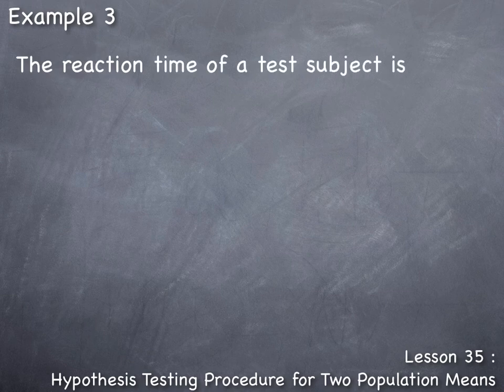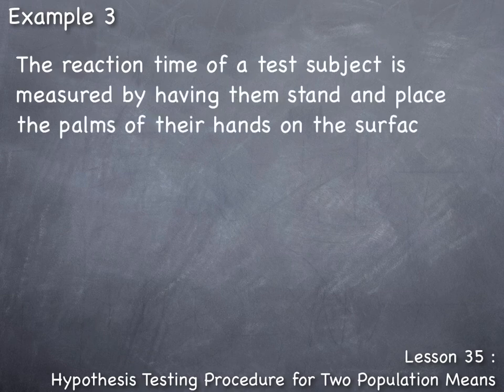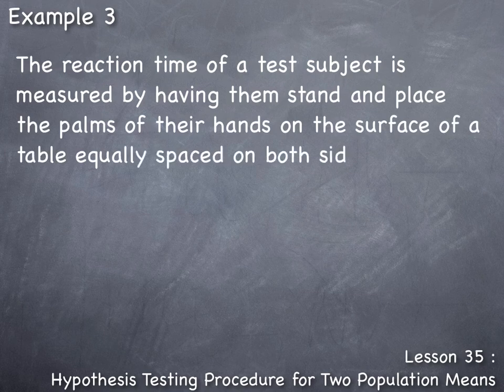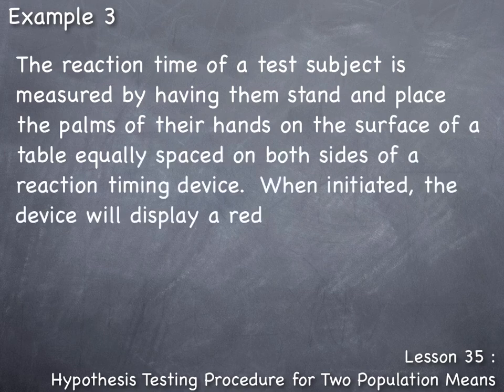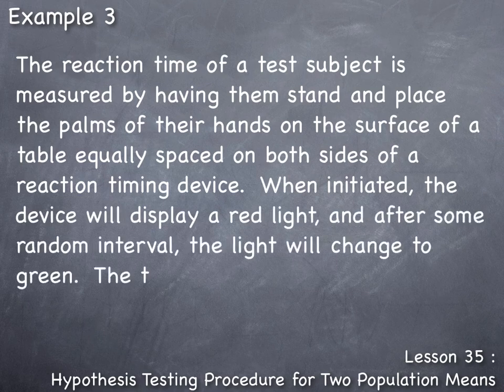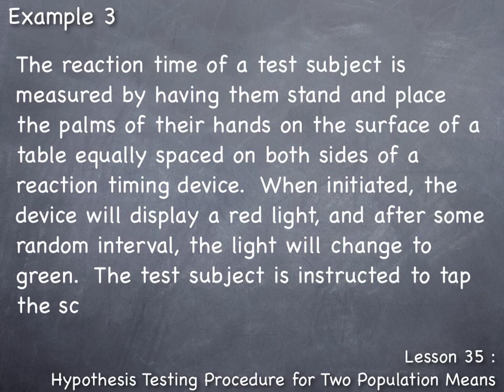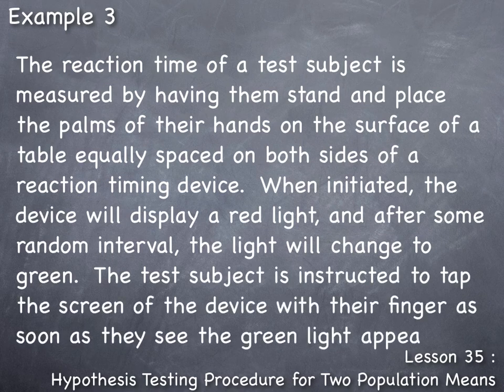The reaction time of a test subject is measured by having them stand and place the palms of their hands on the surface of a table, equally spaced on both sides of a reaction timing device. When initiated, the device will display a red light, and after some random interval, the light will change to green. The test subject is instructed to tap the screen of the device with their finger as soon as they see the green light appear.